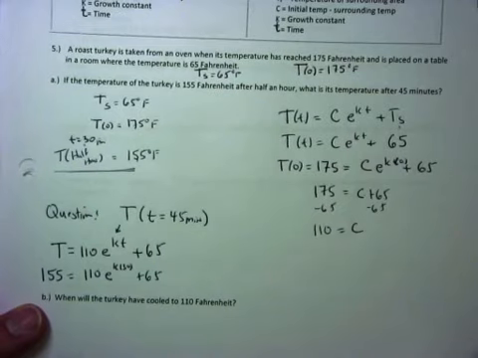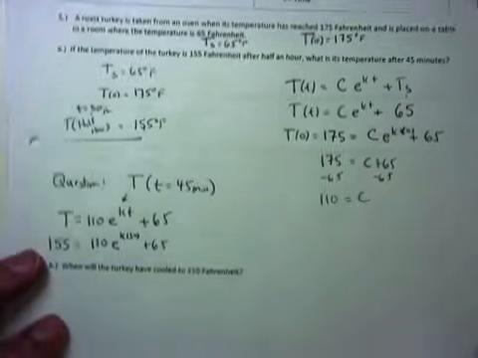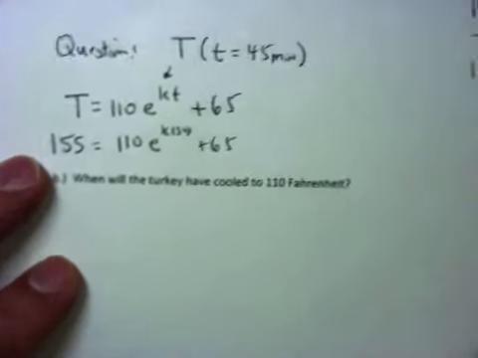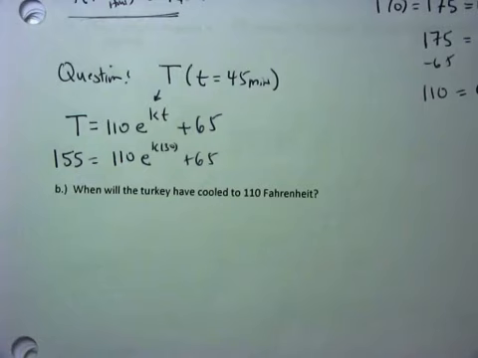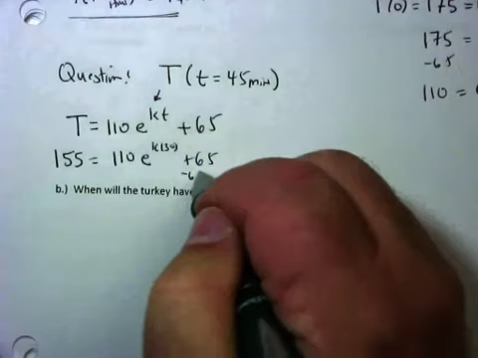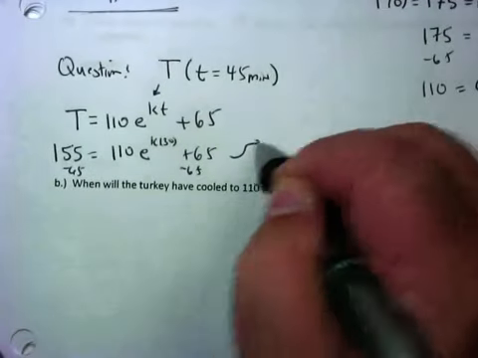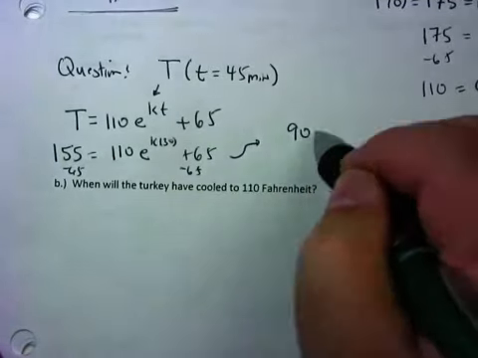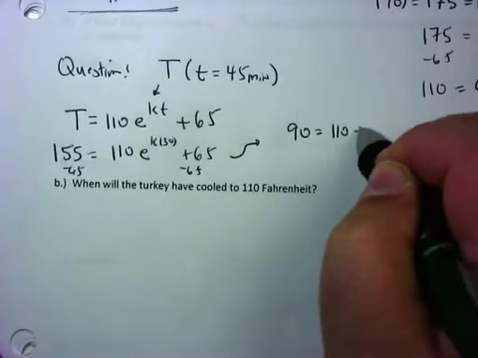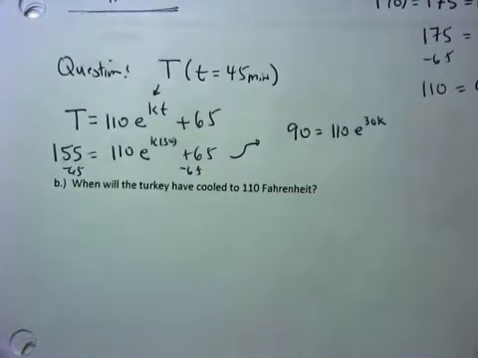What's my first move? If I'm trying to solve this equation, 155 equals 110 e to the k times 30 plus 65, what's your first move to solve for k? Subtract 65. Get the term with the e in it by itself. So I'm going to subtract 65 from both sides. And 155 minus 65, that's pretty easy. That's just 90. So that's going to give me 90 is equal to 110 e to the 30k. Just cleaning it up a little bit.